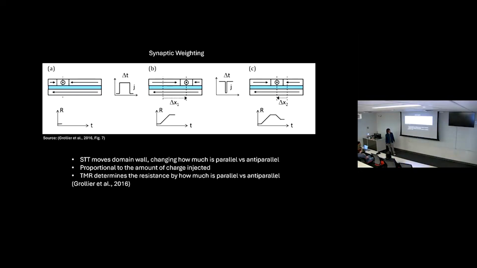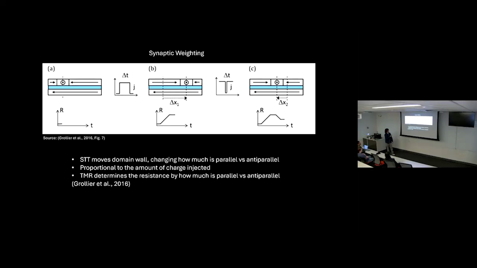And if you combine those two, we get this kind of device where we have the domain wall right there. Then if we send a current through it, we can move the domain wall through the spin transfer torque. And if we do a reverse current, we can move it back. And the amount we move it by is proportional to how much charge is moved. So for a longer current pulse, it moves longer.